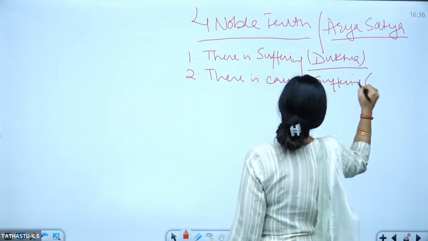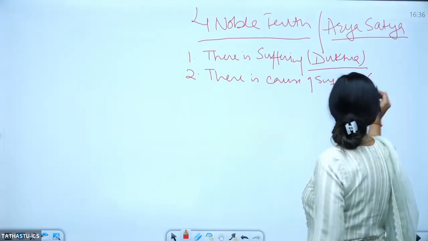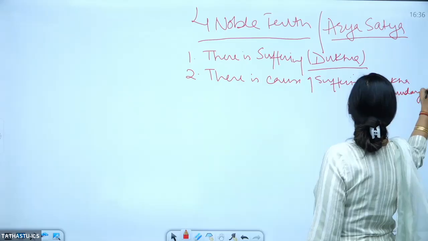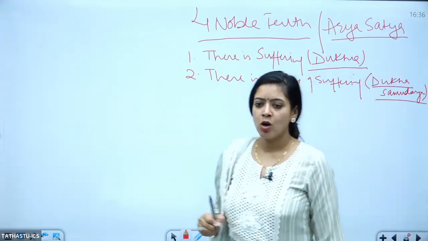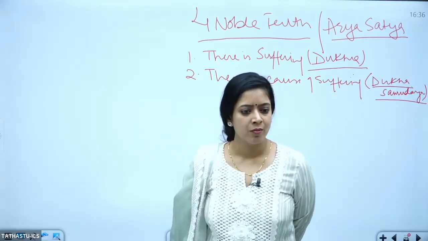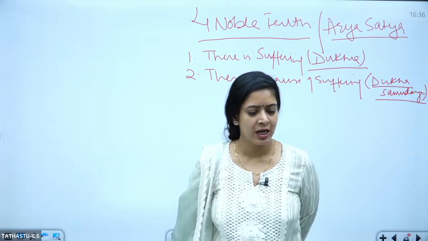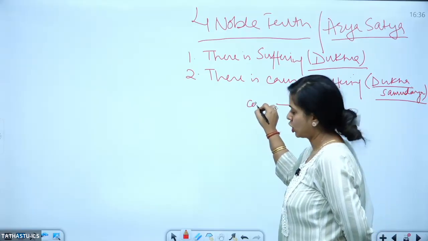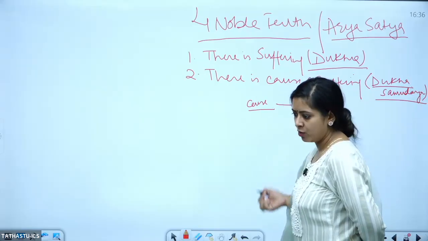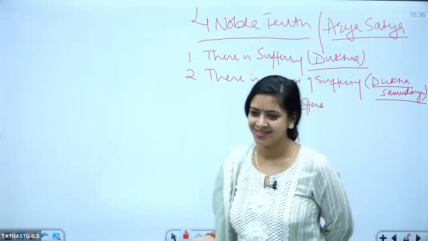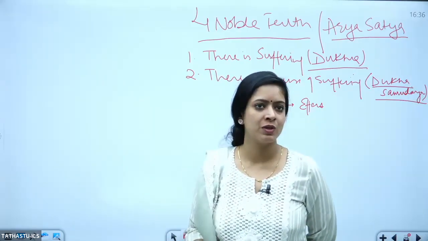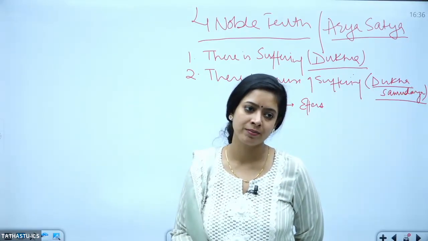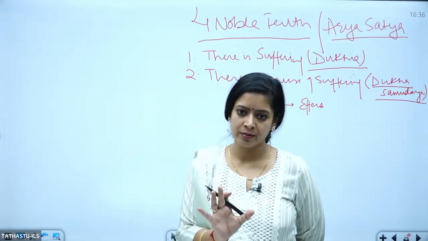कोई cause है suffering का? क्या है? दुख सामुद्य. There is a cause of suffering. Because बिना cause के तो कुछ होता ही नहीं. If you have effect, then there must be a cause. If you see curd, there must be a milk. If you see rain, there must be some clouds. Similarly, if you are having suffering, there must be a cause to it. Valid? Clear?